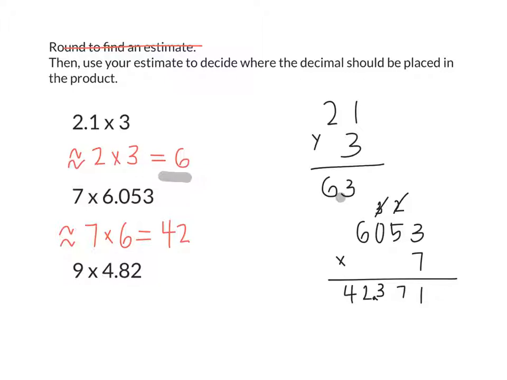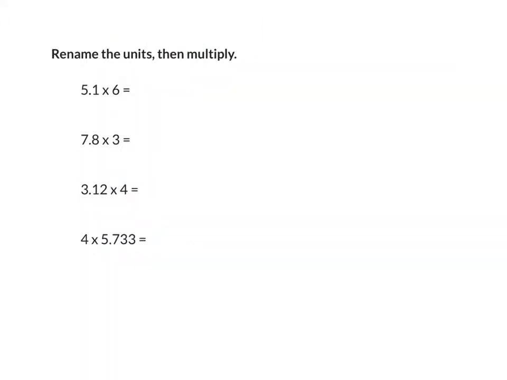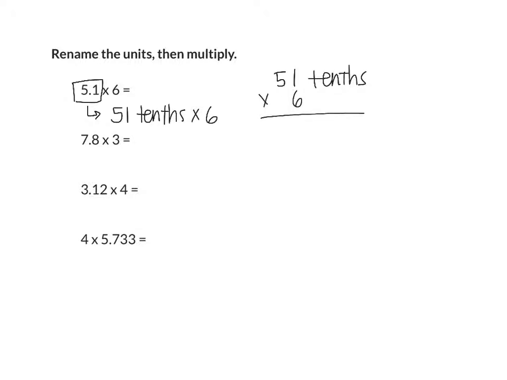Okay. Try the last one by yourself. For this first question, it says 5.1 times 6. What's another way to say 5.1 where there's no decimal point? If I got rid of the decimal, 51 tenths. So this question is the same thing as 51 tenths times 6. And you'll notice there's no decimal point there anymore.